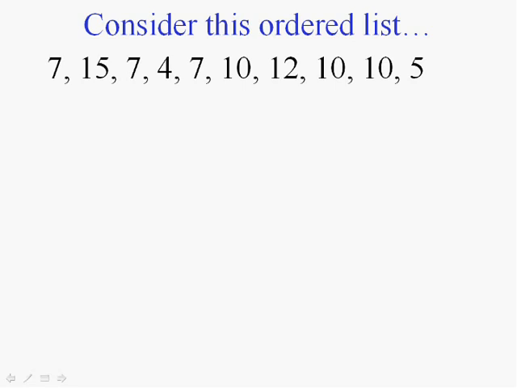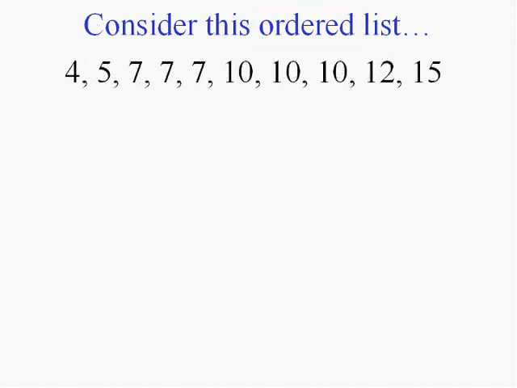Now sometimes it can get a little bit confusing. For instance, we can't even begin until we have an ordered list. This list isn't in order. You see, you start with 7, then 15, then 7, then 4. We have to put it in numerical order before we begin. Okay, now it's ordered. Now we can begin.